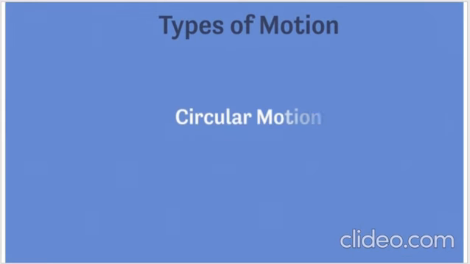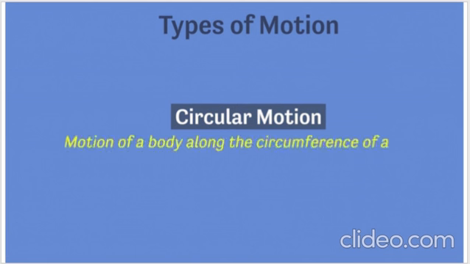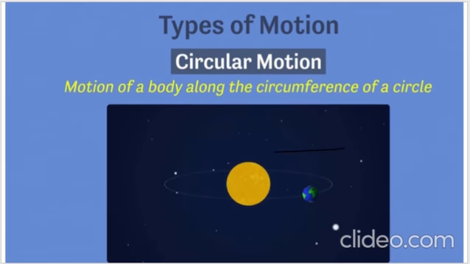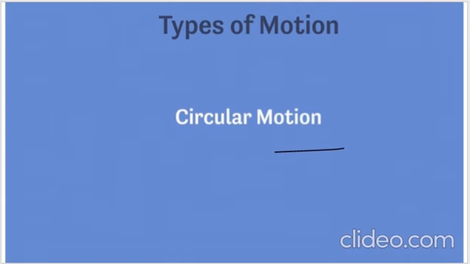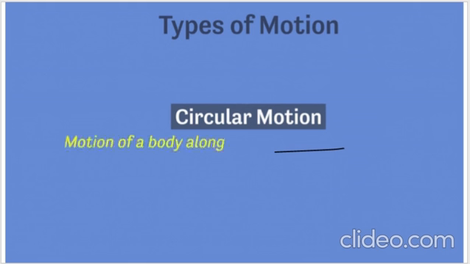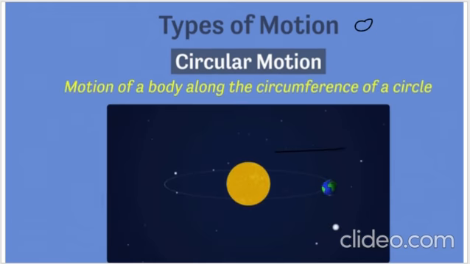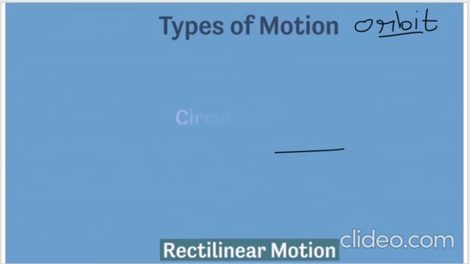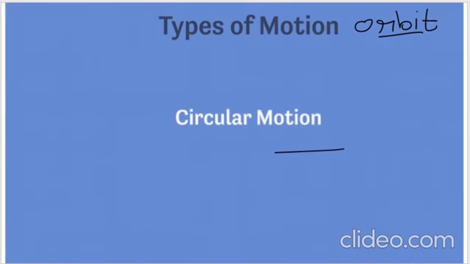Next is the circular motion. When I say circular motion, what do we understand by circular? Motion of a body along the circumference of a circle is known as circular motion. For example, the earth revolving around the sun. It's revolving around its orbit, correct? So when it revolves around its orbit, that is known as circular motion.